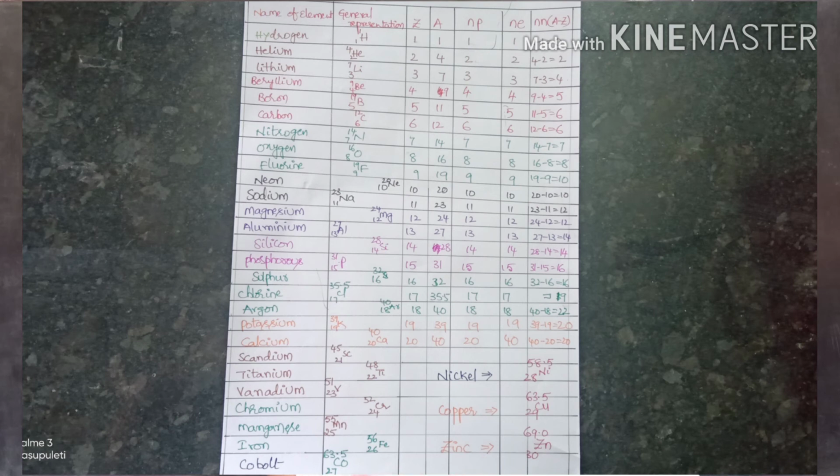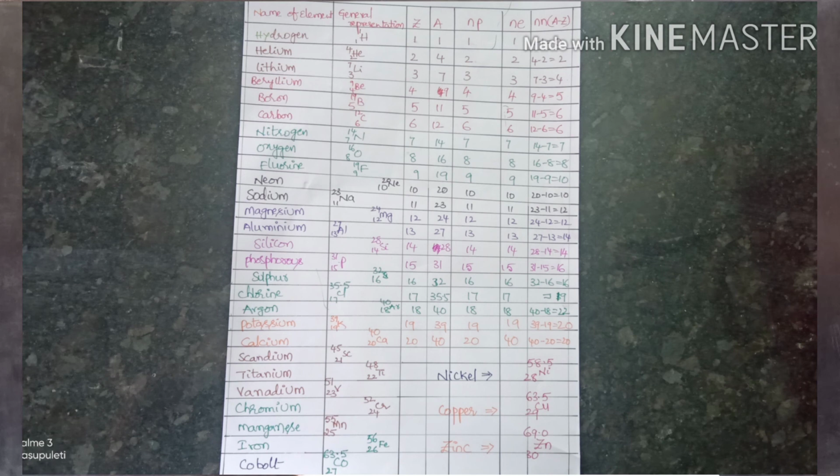Manganese, symbol is Mn, atomic number 25, mass number 55. So its representation is Mn2555. Iron, Latin name ferrum, symbol is Fe, atomic number 26, mass number 56. So its representation is Fe2656. Cobalt, symbol is Co, atomic number 27, mass number 59. So its representation is Co2759. Nickel, representation is Ni, atomic number 28, mass number 59. So its representation is Ni2859.